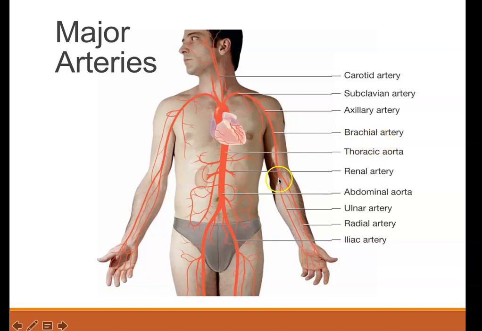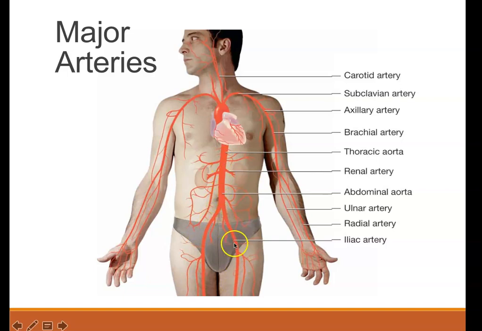And then down in the lower arm it branches into the radial artery and the ulnar artery. Those are the bones of the lower arms. They're named after the bones of the lower arms. The abdominal aorta branches here around the hips into the iliac arteries.